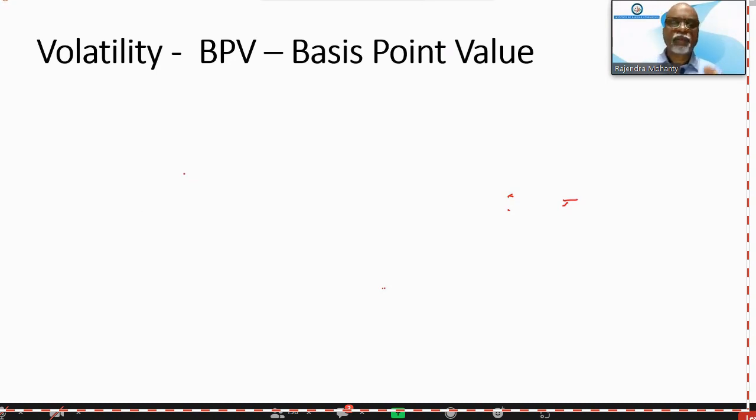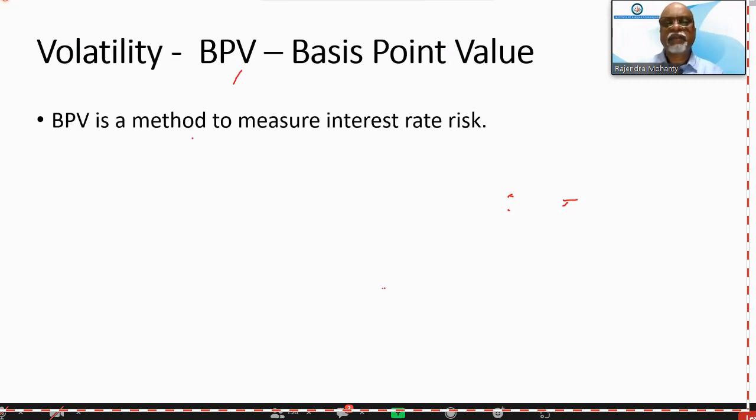See, so the question will be giving the detail about it. So in that way you can calculate. Now next one is your basis point value. This is another tool for calculating volatility. So what is this? Basis point value, BPV, is a method to measure the interest rate risk. It means if the interest rate is changing in the market, then what is the volatility of that particular security?